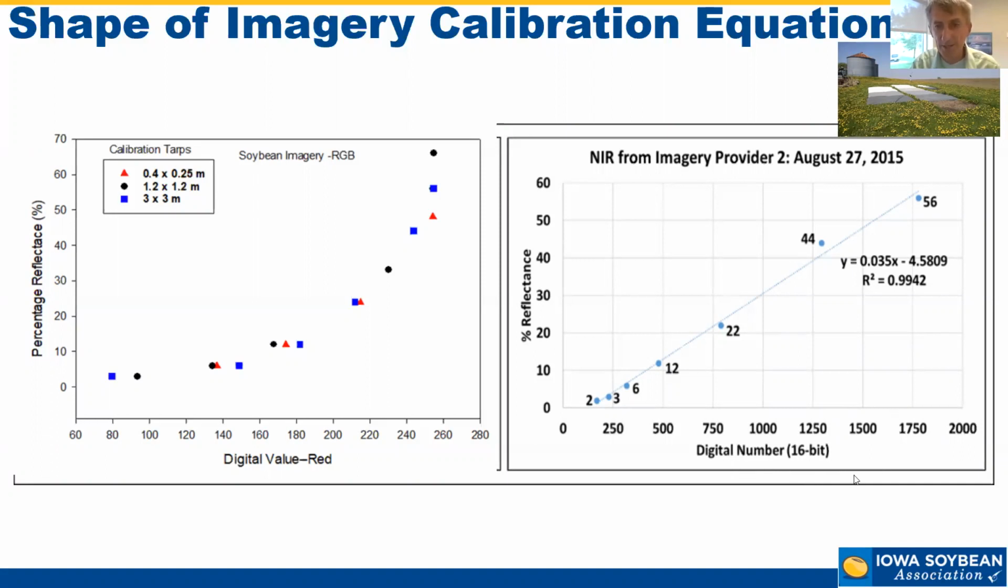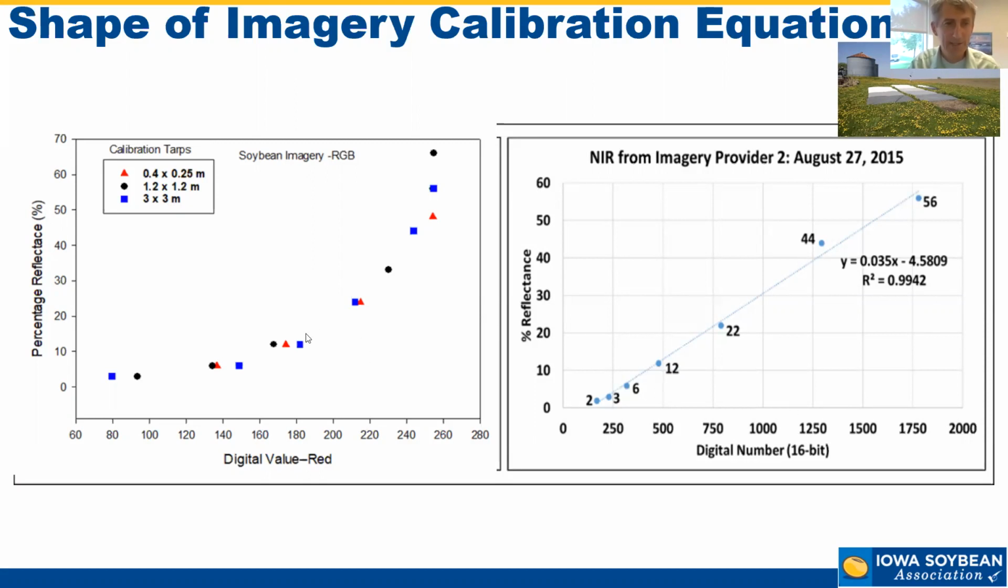This is the digital number, which comes from the imagery from the provider. In this case, it's 16-bit. You notice the big numbers. And we try to correlate or relate it to the percentage reflectance from the tarps. You notice that everything looks more or less linear, which is good. If it's linear, then we may get away with just 2 tarps, maybe 3 tarps. So we don't need to manage all of this.